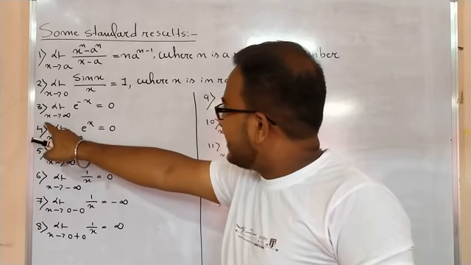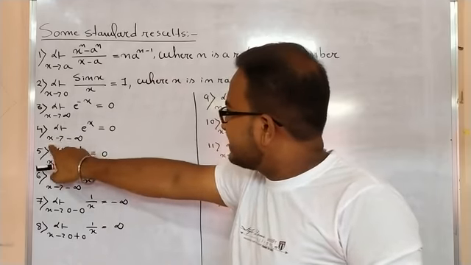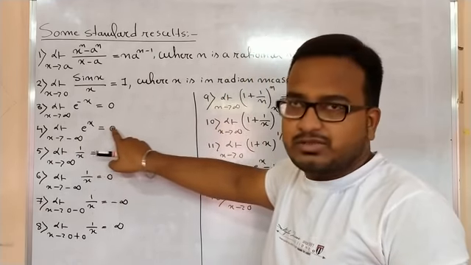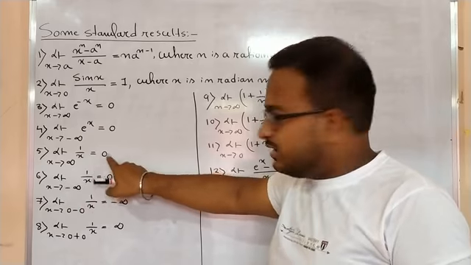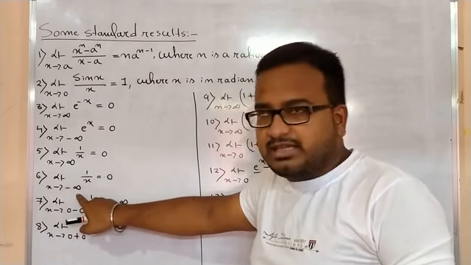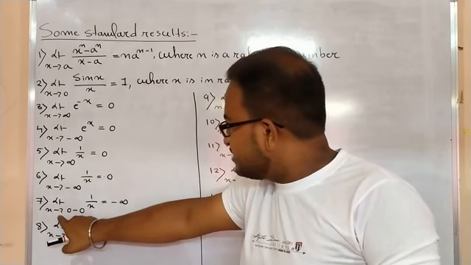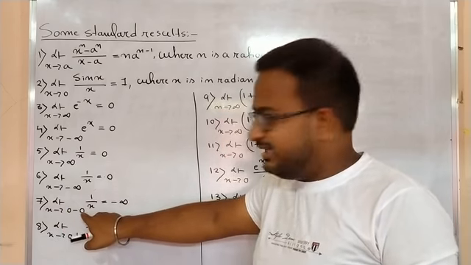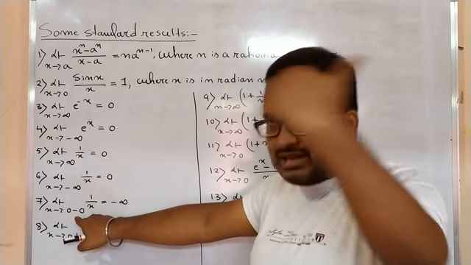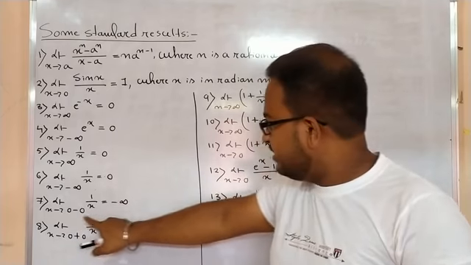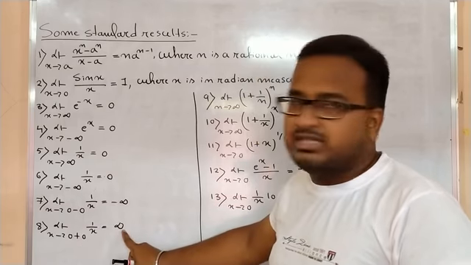Next, number 3 is limit x tends to infinity e to the power minus x equals 0. Number 4, limit x tends to minus infinity e to the power x equals 0. Number 5, limit x tends to infinity 1 by x equals 0. Number 6, limit x tends to minus infinity 1 by x equals 0. Number 7, limit x tends to 0 minus, 0 minus means 0 negative. In this case, the variable x approaches the point 0 from the left side, isn't it? We have already discussed those things. It is minus infinity. Number 8, limit x tends to 0 plus, 1 by x equals plus infinity.